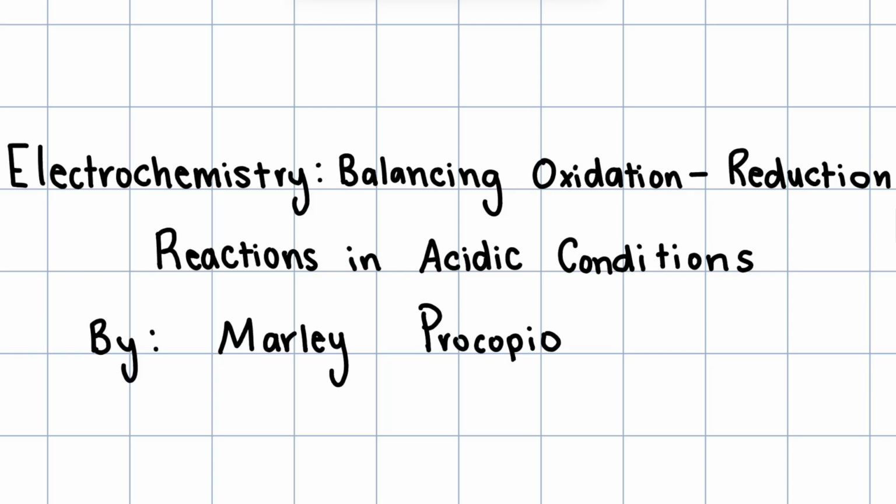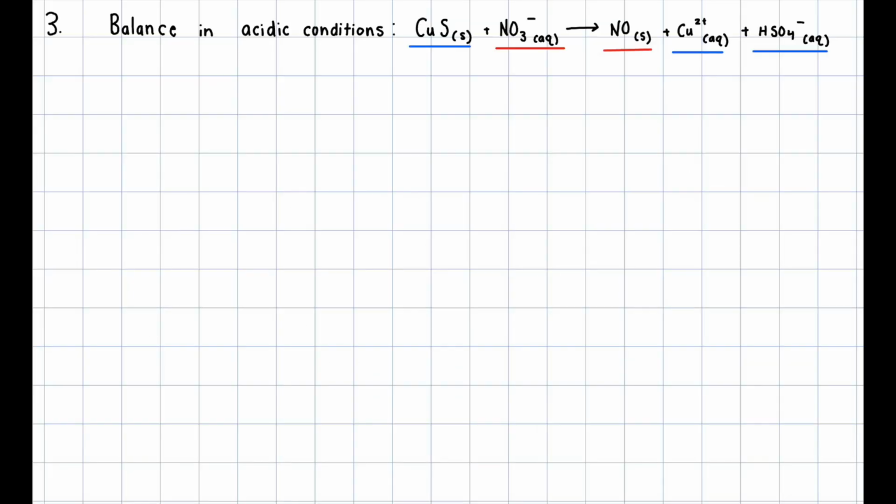Hi everyone, my name is Marley Procopio, and today we'll be balancing an oxidation-reduction reaction in acidic conditions. The reaction we'll be looking at is copper sulfide plus nitrate, which reacts to form the products of the copper 2 ion, nitric oxide, and hydrogen sulfate. In order to balance this equation, there are a couple of steps that need to be done.